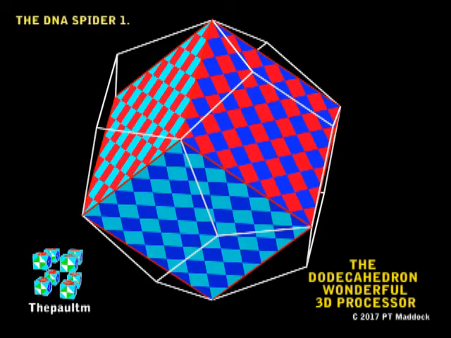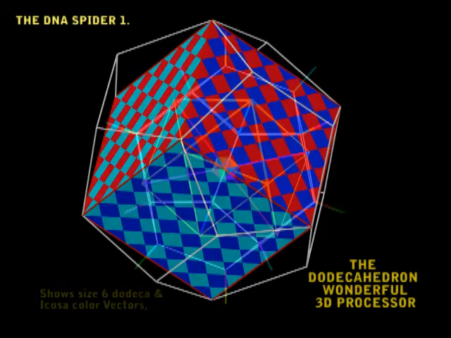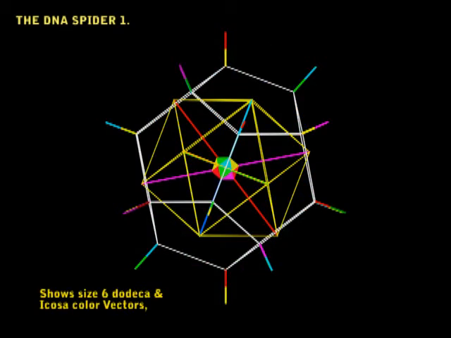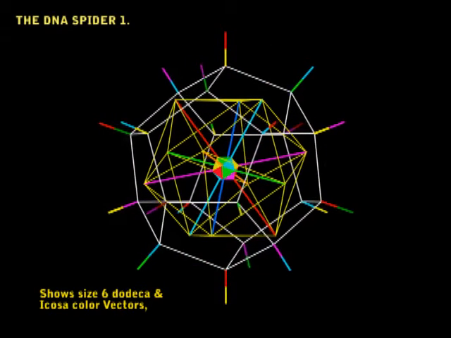Hi, this is Paul and I've got a new video to show you, and I'm calling this video DNA Spider 1. Okay, let's start this by showing you the size 6 Dodeca and Icosa vector system.